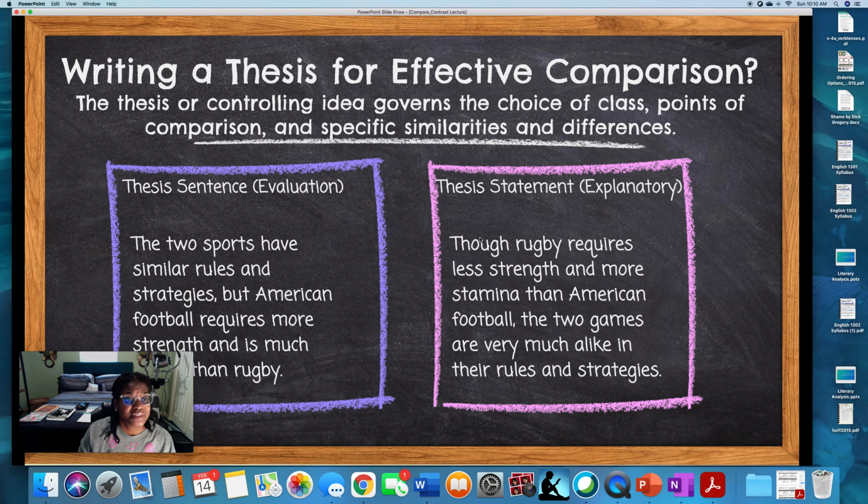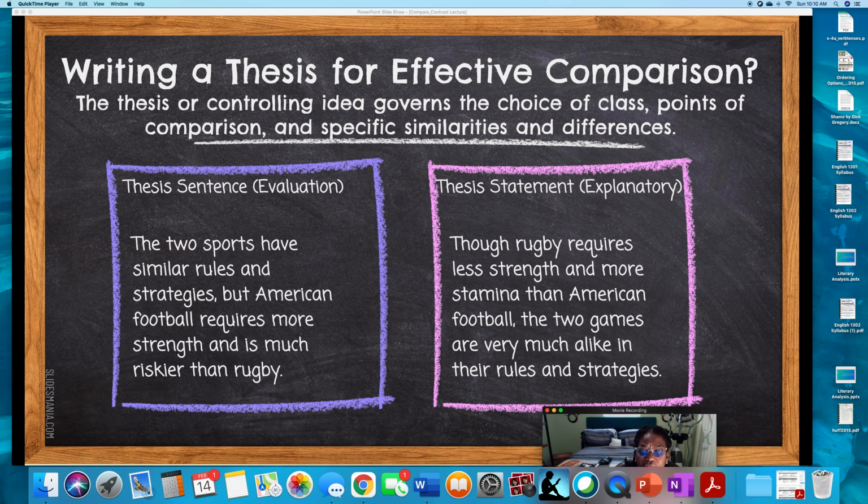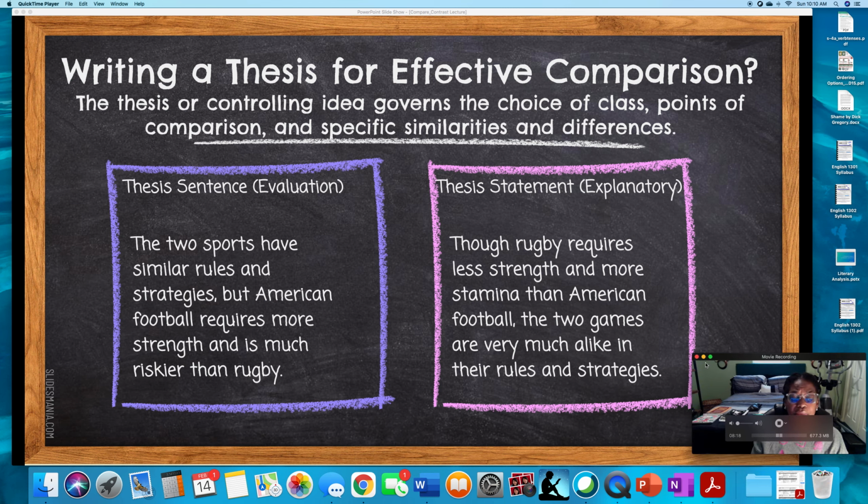If you take this same subject and look at it from an evaluative perspective, you can see how the thesis statement is going to change there. The thesis is going to become a little bit more direct, and it's also going to evaluate the differences and similarities and the effect of those differences and similarities in this sport, right? For the evaluative thesis, it says the two sports have similar rules and strategies, but American football requires more strength and is much riskier than rugby.